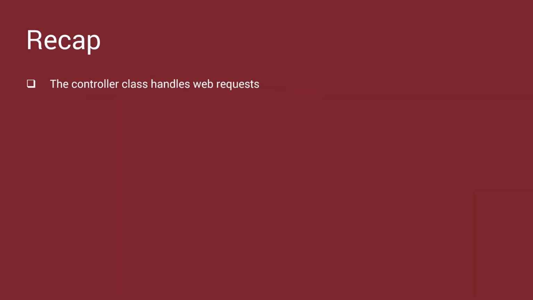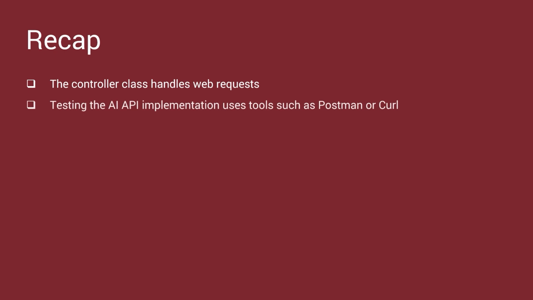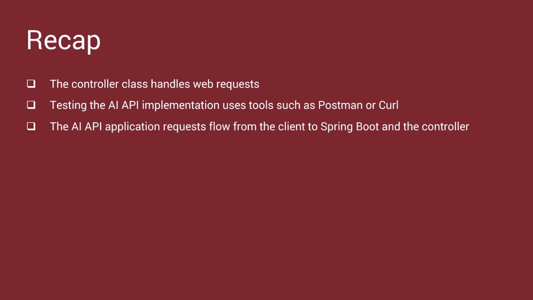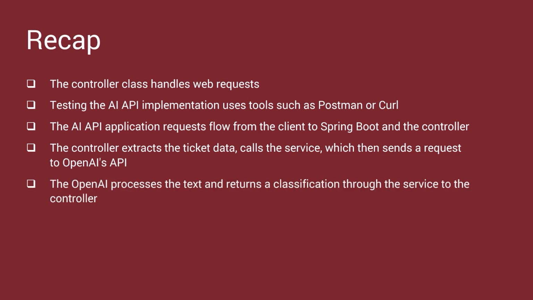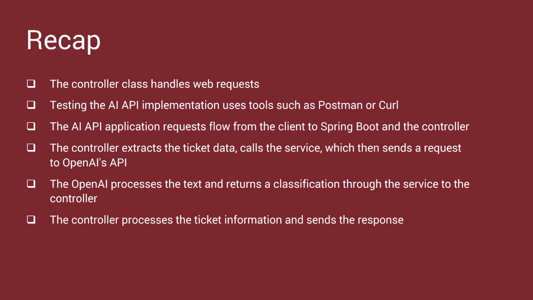The controller class handles web requests. Testing the AI API implementation uses tools such as Postman or curl. The AI API application requests flow from the client to Spring Boot and the controller. The controller extracts the ticket data, calls the service, which then sends a request to OpenAI's API. OpenAI processes the text and returns a classification through the service to the controller. The controller processes the ticket information and sends the response.